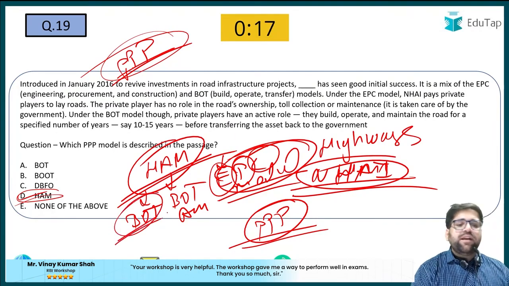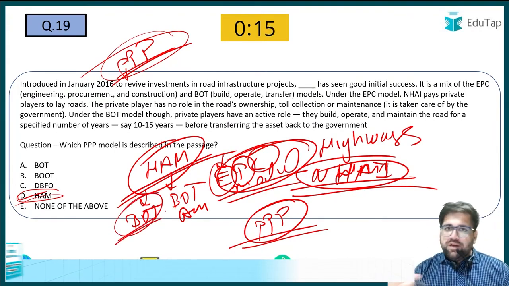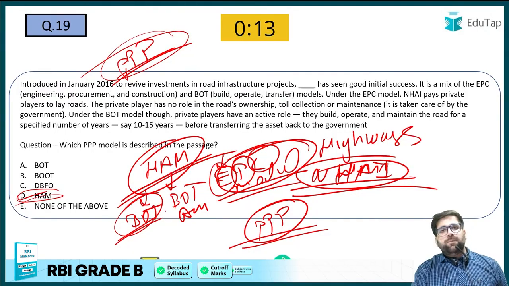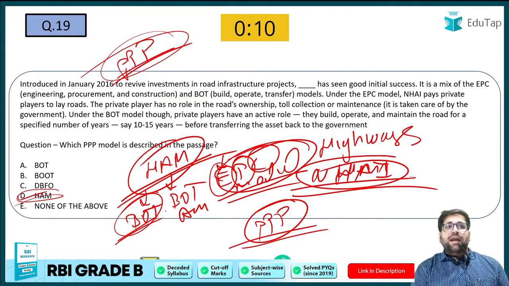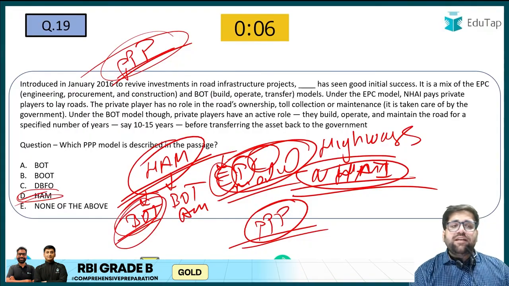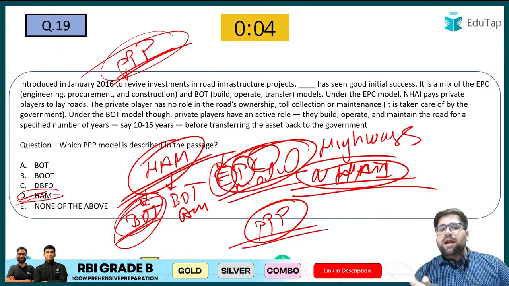Now what is build, operate, transfer? Government allows that particular private party to operate on that particular asset, and they can also collect certain tolls on it. So they can, and at the last they will have to transfer that particular asset back to the government.